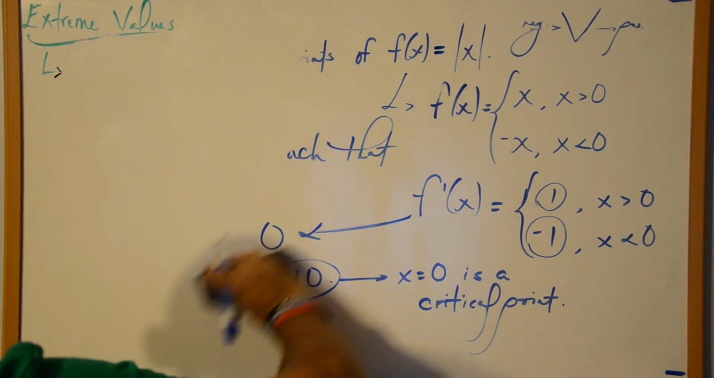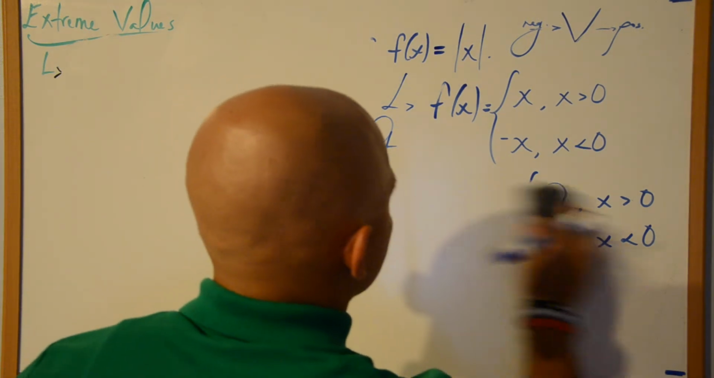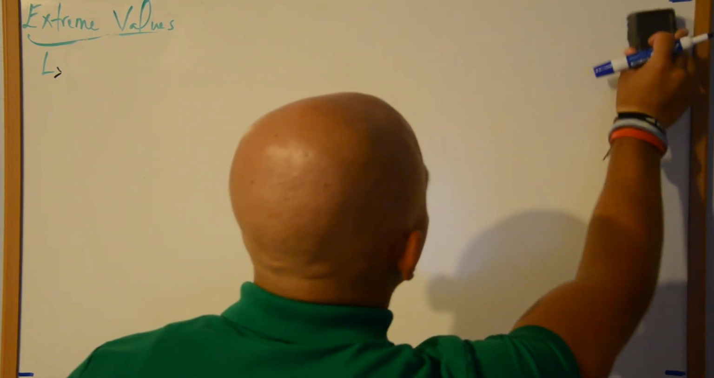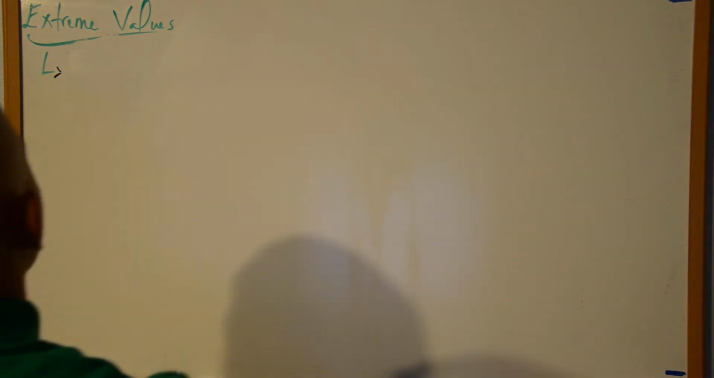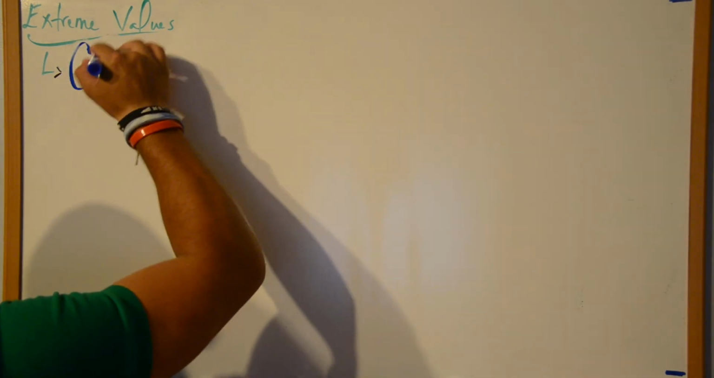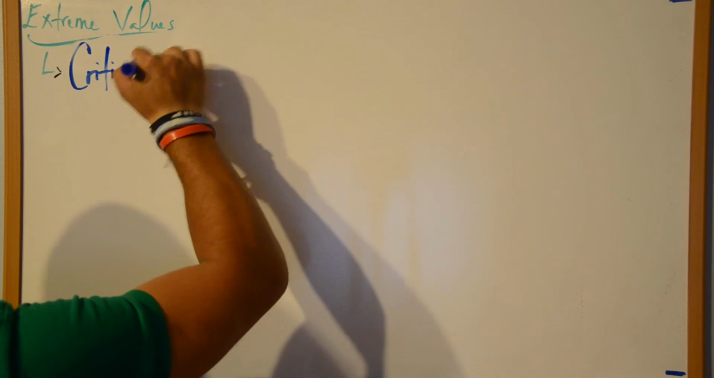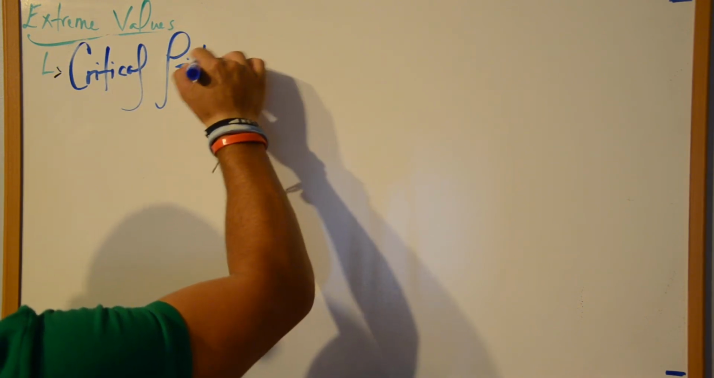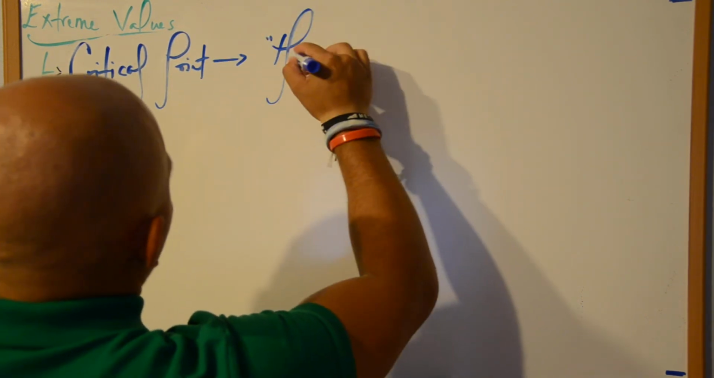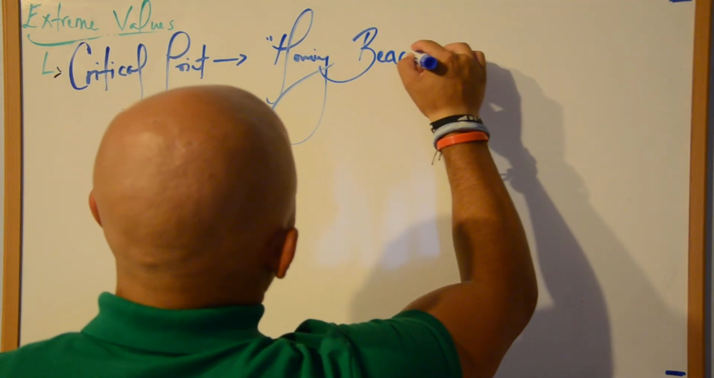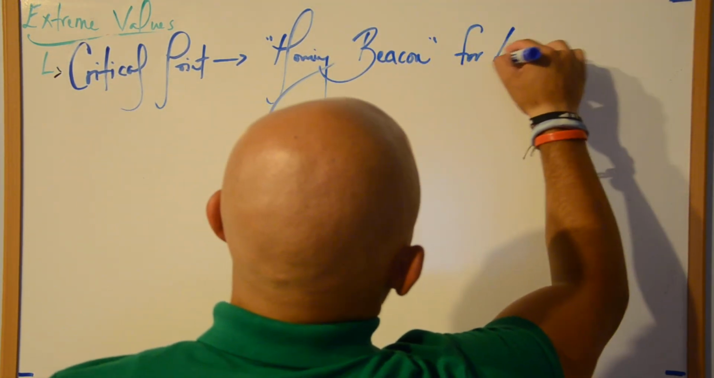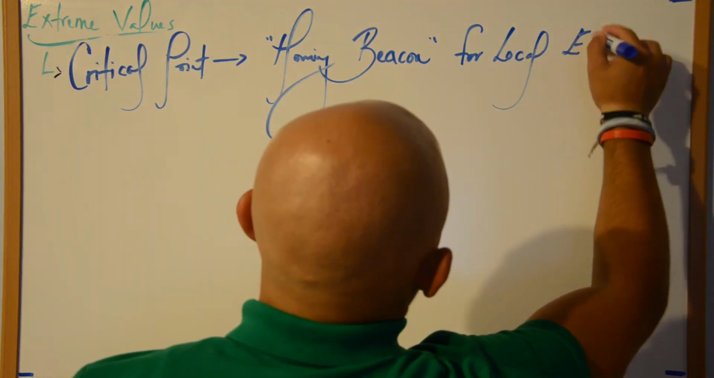So now that we've done 2 examples, let's talk about the purpose of the critical point. The critical point is like the homing beacon for local extrema.